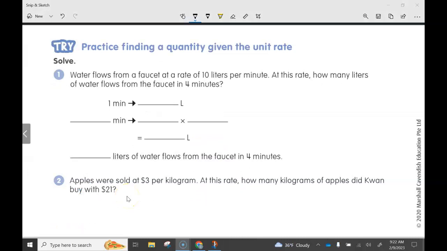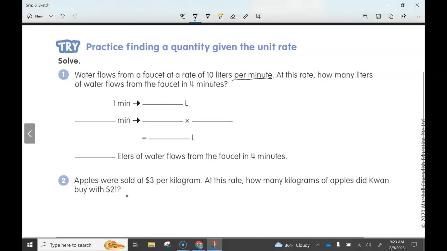So now let's jump over to page 244. We're going to take a look at practice finding a quantity given the unit rate. So we can see that water flows from a faucet at a rate of 10 liters per minute. That's a unit rate. Why is it a unit rate? Because it's per minute here. Okay, at this rate, how many liters of water flow from the faucet in 4 minutes?